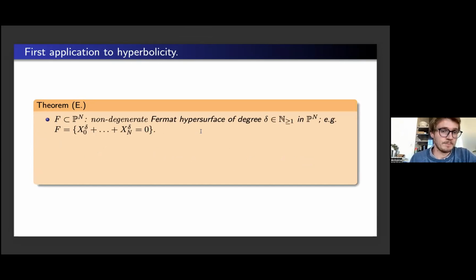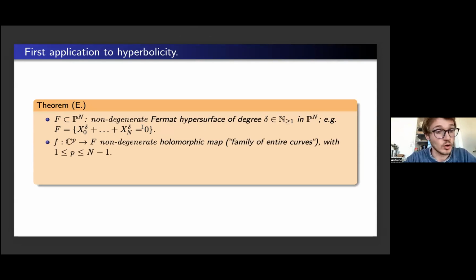If we take a non-degenerate Fermat hypersurface of degree delta in the projective space, so basically, up to a rescaling, it's a hypersurface defined by this equation. You just take the homogeneous coordinates that you elevate to the power delta and you take the sum. And you see what are the points in the projective space that satisfy this equation. So consider that kind of hypersurface.